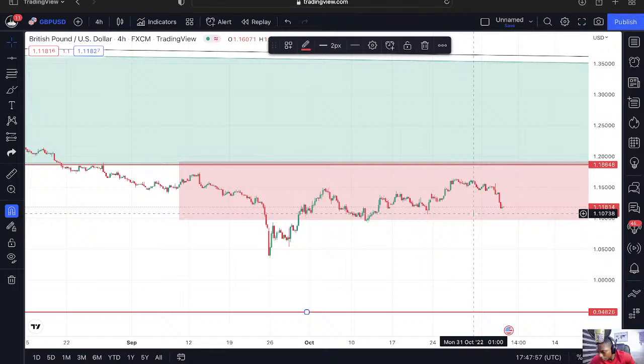Someone is asking what is the best way to take entries after the analysis. So you can either enter at the current market price, which means buying or selling immediately, or you can enter at your preferred price by setting a price limit order. Is that clear? Awesome.